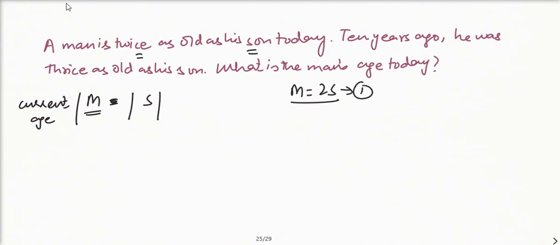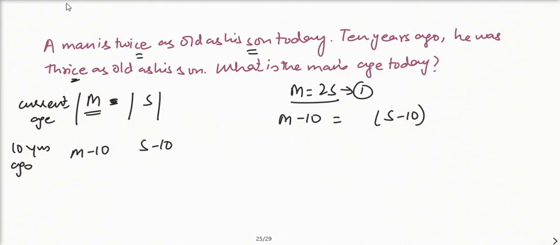10 years ago, the man's age would be m minus 10, and the son's age would be s minus 10. So 10 years ago, m minus 10 is how much of s minus 10? It says thrice as old as his son. So 3 times the age of his son back then. What is the man's age today?